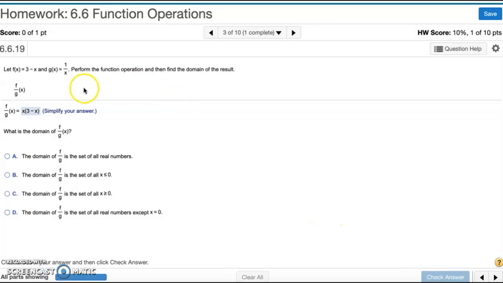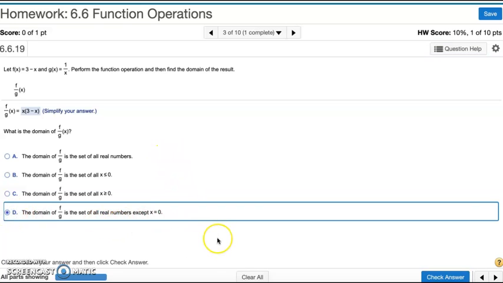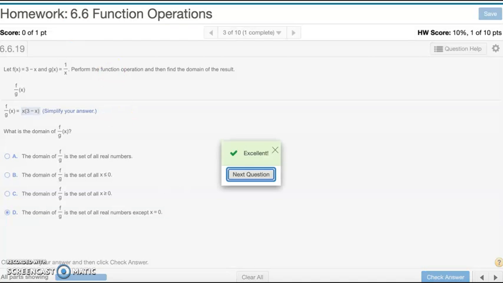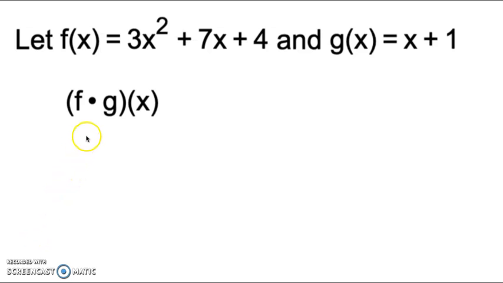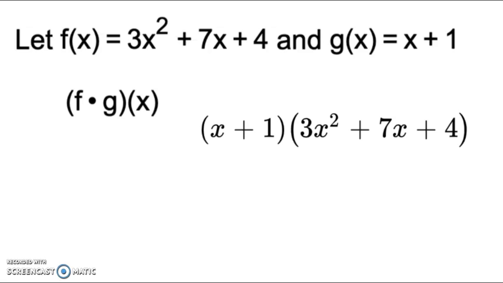Now the domain. Since I have x in the denominator for g of x, that means 0 can't be in my domain. So my domain is going to be all real numbers except for 0 because I can't divide by 0. And that's number 3. Going to number 5. It is asking you to perform the function operation and then find a domain.